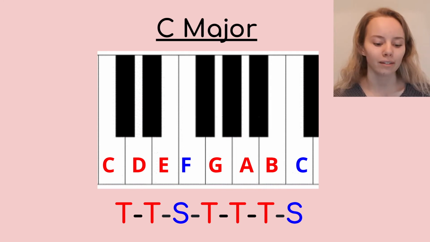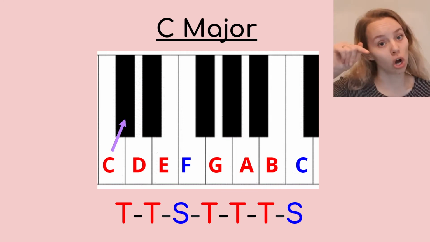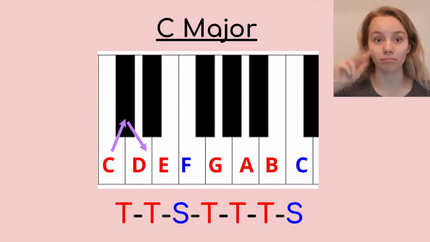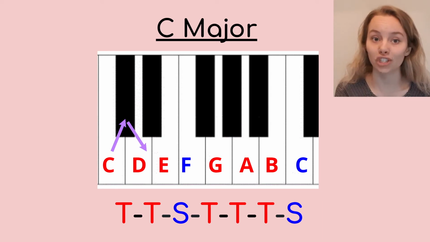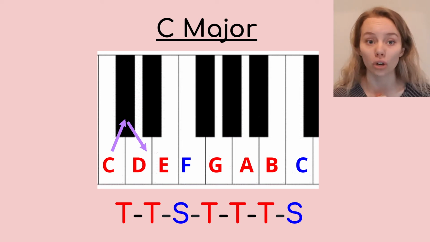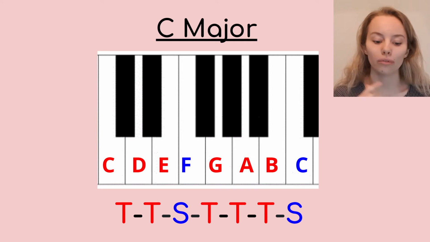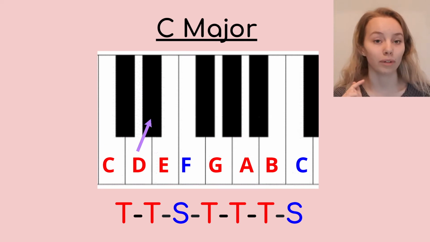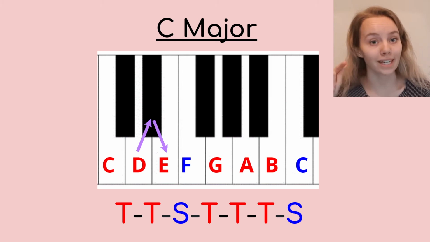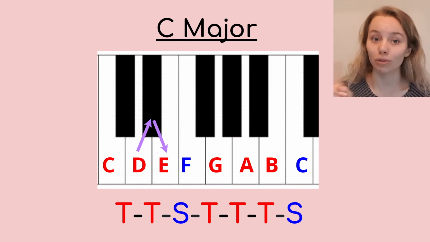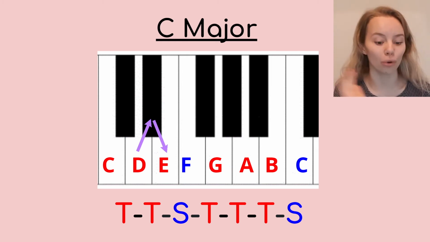So C, 1 step, C sharp, that's 1 step, C sharp to D, 2nd step. So we start on the C and we end on the D, so that's a tone. So we know that our 2nd note of the scale is going to be D. Then we go from D, and we need another tone, so D, 1 step to D sharp, to E. That was 2 steps, so there is our next tone. So we go C, D, E.